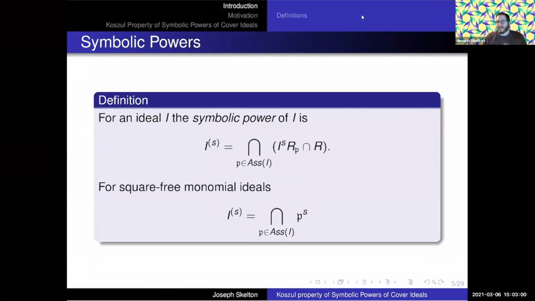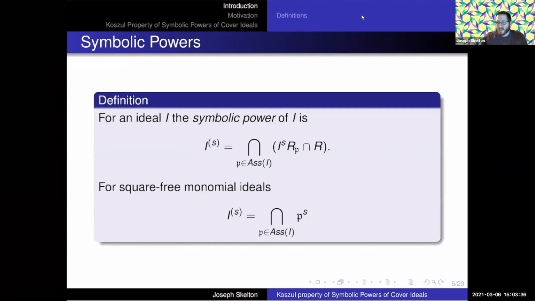What I do with them is I take symbolic powers of these ideals. The way you find a symbolic power in general is you take the ordinary power of the ideal, multiply it by the localization of the ring at some associated prime, intersect that with the original ring, and then intersect all of those across all associated primes. It is very hard to calculate, even for computers, even for something as simple as a cover ideal. You can't get very big graphs or very big powers.